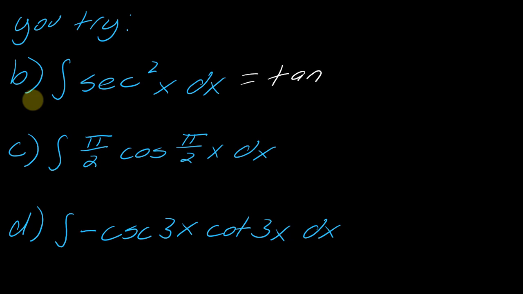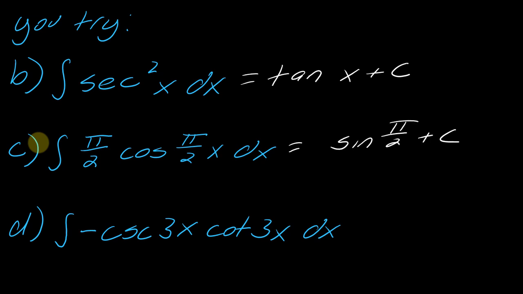So this is the tangent of x plus c. That's it. And then for this one, the antiderivative of cosine is just sine, and this will just be sine of pi over 2x plus c. Oh, sorry, pi over 2x, my bad.